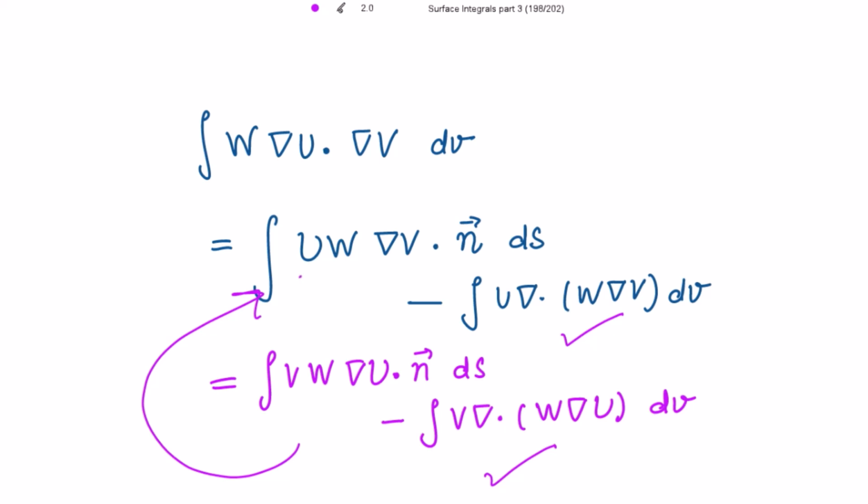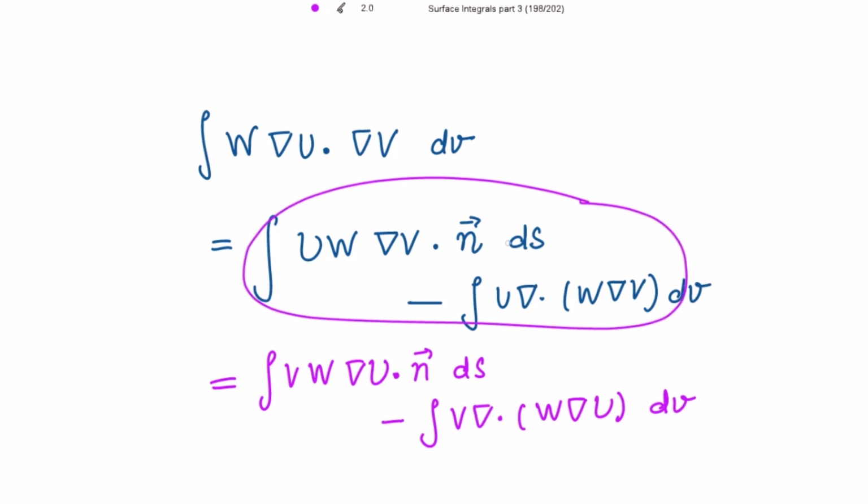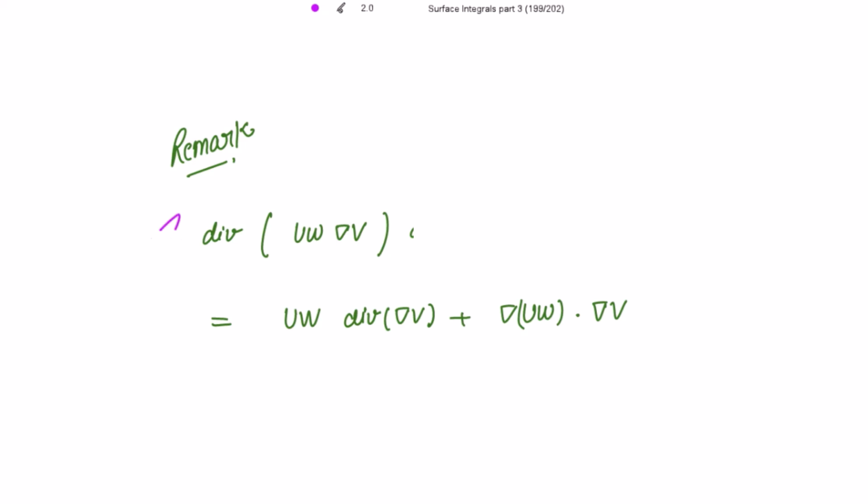Just interchange u with v, and then we get this result. To prove the result, I'm going to use the right hand side first, and from here I'm going to prove this left hand side. Before starting with the proof, let's read this remark. It is important. The divergence of u w ∇v is equal to u w times the divergence of ∇v plus ∇(u w) dot product with ∇v. So we need to use this result also.